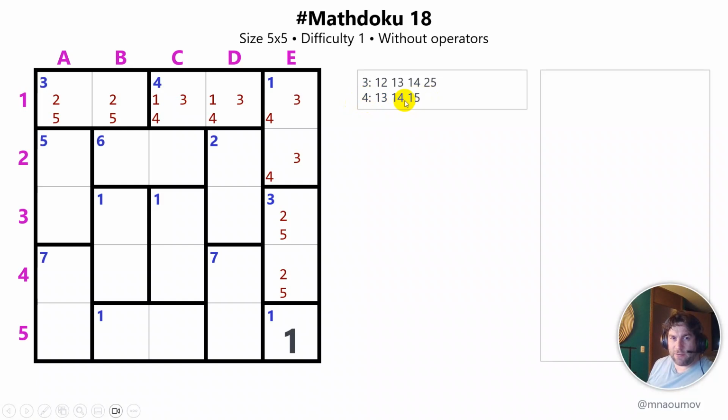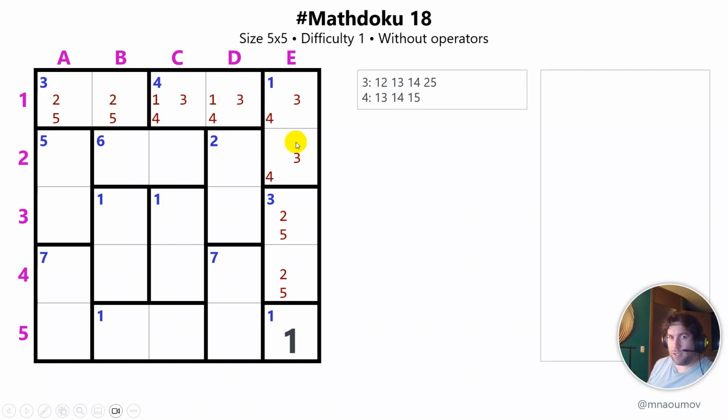But you see that 4 has all of the candidates requiring number 1, meaning that for value 3 in this case, all of the options with number 1 are not feasible, so it's only 2 and 5. And for 4 we have a non-unique combination, we can have 1, 3 or 1, 4. 5 cannot be because it's already taken in this cage.